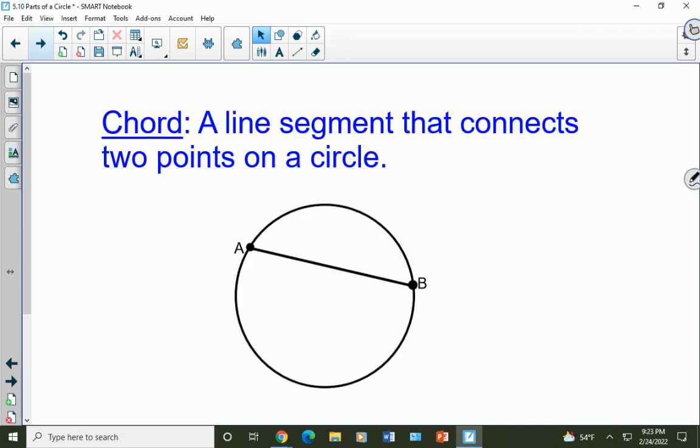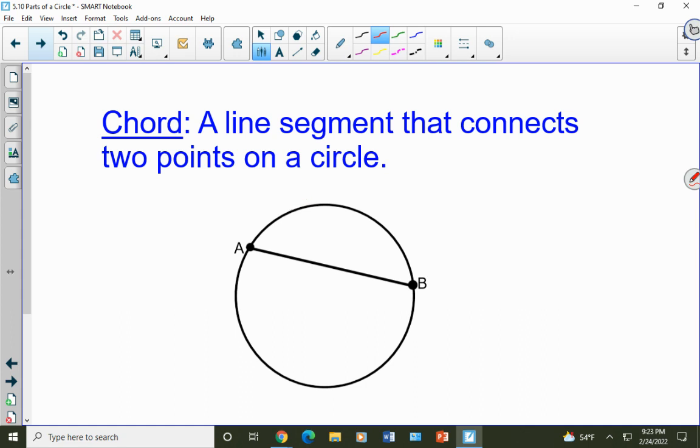Now, a chord is a line segment that connects 2 points on the circle. The circle is the outside part here. The outside part here is the circle. Now, this is a point on the circle, and this is a point on the circle. Inside is not on the circle. I hope everybody understands that. Inside is not on the circle. So when I say connects 2 points on the circle, I'm talking about the line of the circle itself. It has to be on that.